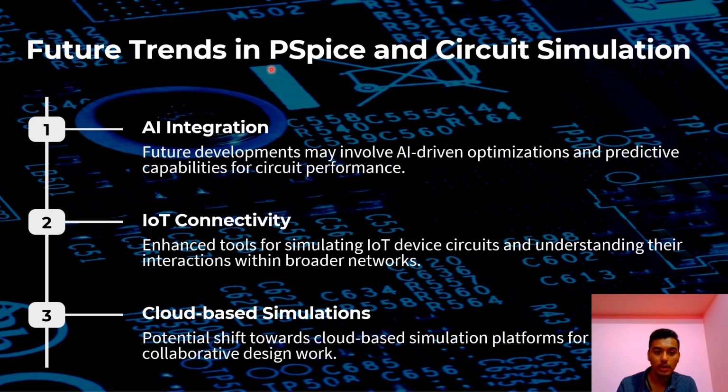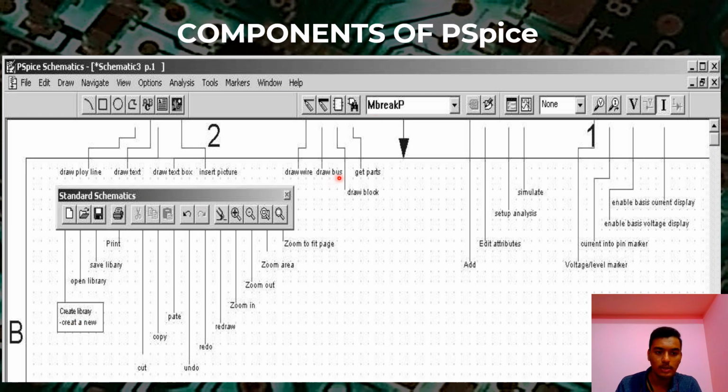Some of the future trends in PSpice and circuit simulations are AI integration, IoT connectivity, and cloud-based simulations. Future developments may involve AI-driven optimization and predictive capabilities for circuit performance. IoT connectivity enhances tools for simulating IoT devices and circuits and understanding their interaction within the broader network. Cloud-based simulation: potential shifts towards cloud-based simulation platforms for scalability and collaborative design work. So this is the outlook of PSpice schematics.